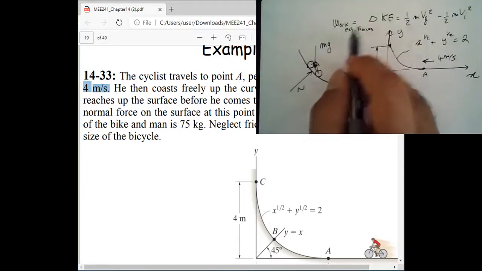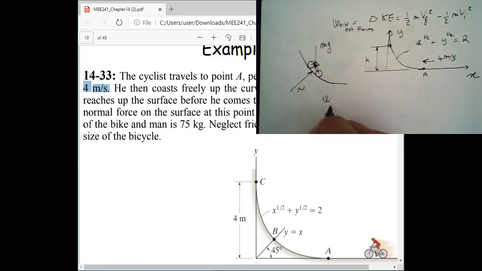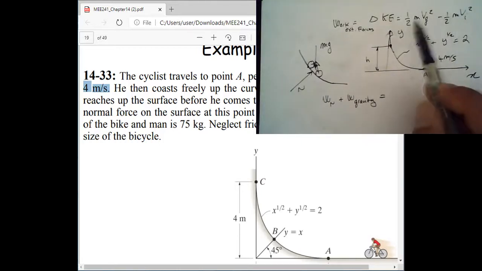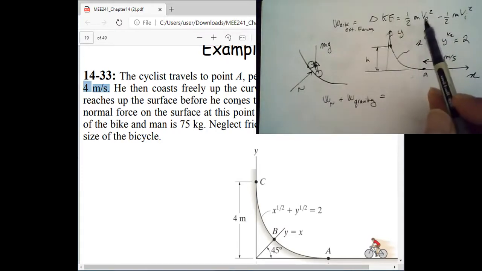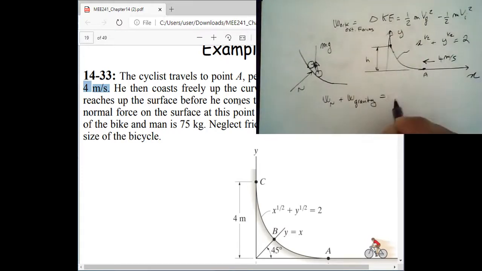It's going to be the work of the normal force plus the work of gravity, which has to be equal to the final kinetic energy minus the initial kinetic energy, and we need to find out how high he reaches before he comes to a stop. If he comes to a stop, then the final kinetic energy is going to be 0. So this is going to be equal to simply minus 1/2 m v0 squared.